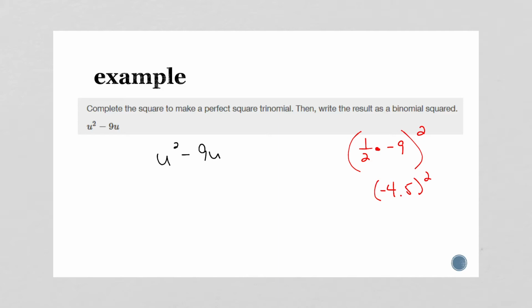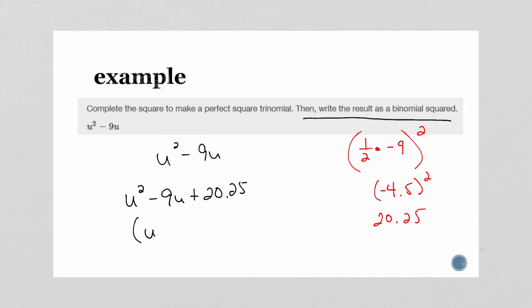So 4.5 squared is 20.25. Okay, so now I want to write this as u squared minus 9u plus 20.25. Then it says, write the result as a binomial squared. So this would be u minus 4.5 squared.